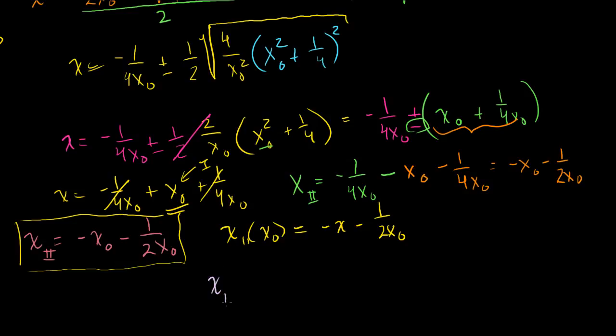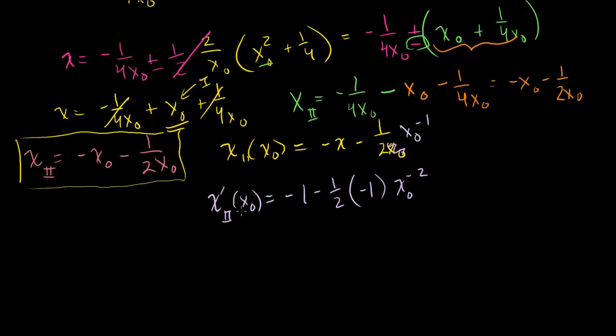So my second quadrant intersection, the derivative of that with respect to x naught, is equal to, this is pretty straightforward, minus 1, and then I have a minus 1/2 times, this is the same thing as x to the minus 1. So it's minus 1 times x naught to the minus 2. I could have rewritten this as minus 1/2 times x naught to the minus 1. So you just put its exponent out front and decrement it by 1. And so this is the derivative with respect to my first quadrant intersection.